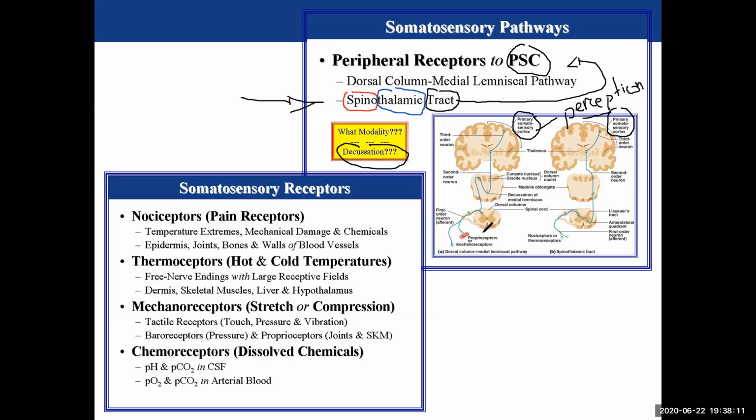So you're going to learn that proprioception and mechanoreceptors are sent through the dorsal column medial lemniscal pathway, whereas nociceptors and thermoreceptors are sent through the spinothalamic tract. So temperature and pain go through the more important pathway, the spinothalamic tract. The difference between the two: the spinothalamic tract crosses over at the entry point, whereas the dorsal column pathway moves on the same side all the way up to the medulla, then crosses over to the other side.